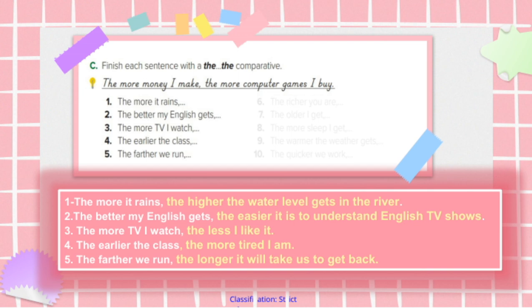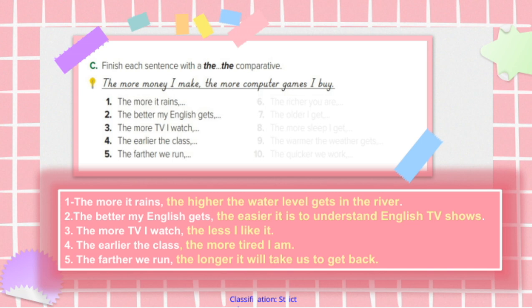For example, when I say, the more it rains, the higher the water level gets in the river, I'm illustrating that an increase in rain directly causes the water level to rise. It's a way to show cause and effect clearly. Similarly, I might say, the better my English gets, the easier it is to understand English TV shows. Here, improving my language skills makes understanding TV shows simpler, demonstrating that progress in one area can improve another.